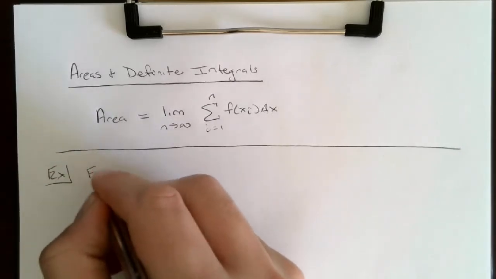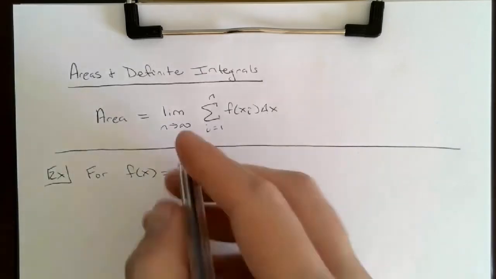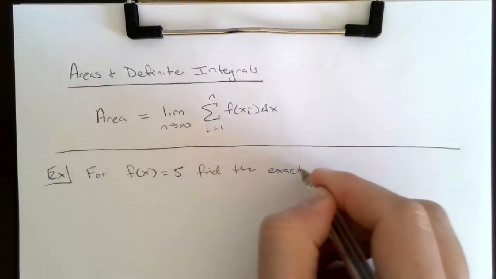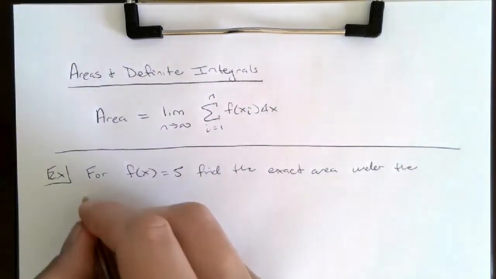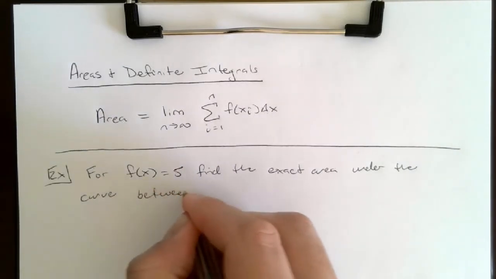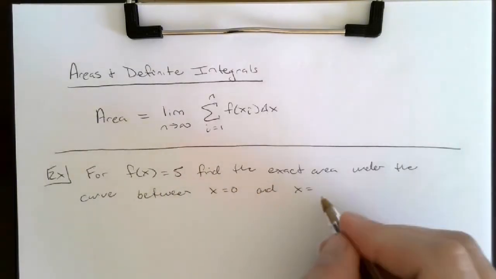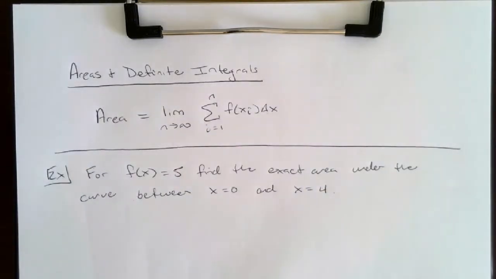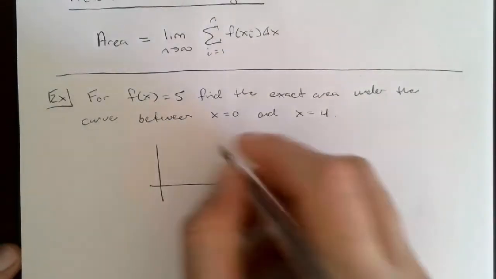If I said for f of x equals 5, find the exact area under the curve between x equals 0 and x equals 4. If I was to do that, let's talk about what this would look like just as a picture, right? So we'll use geometry to help us here.